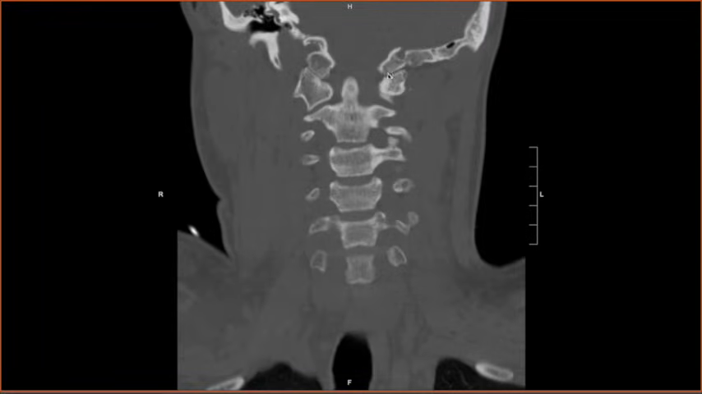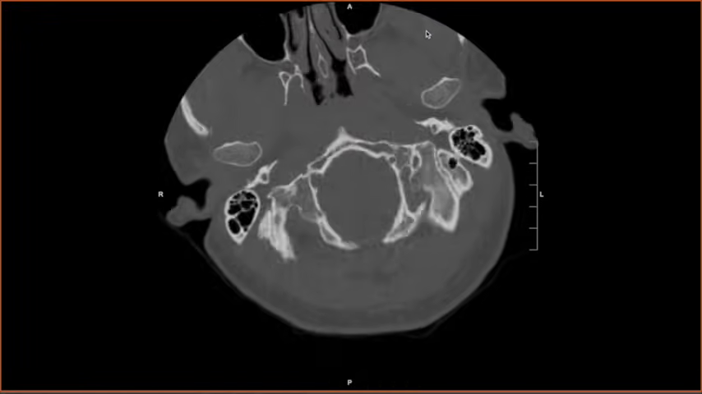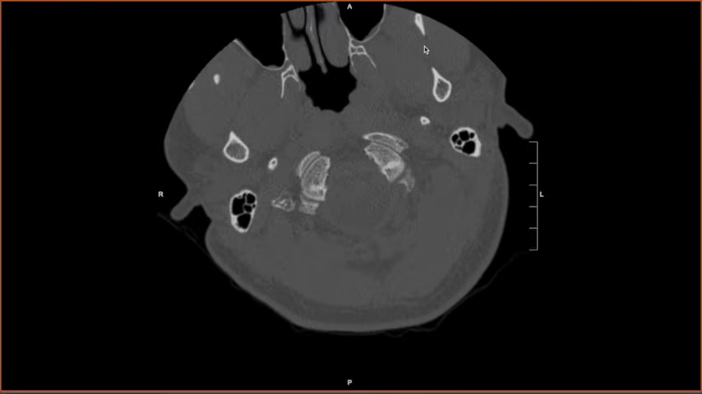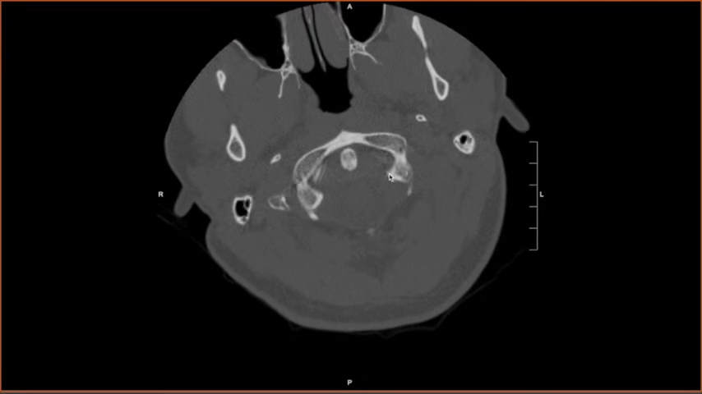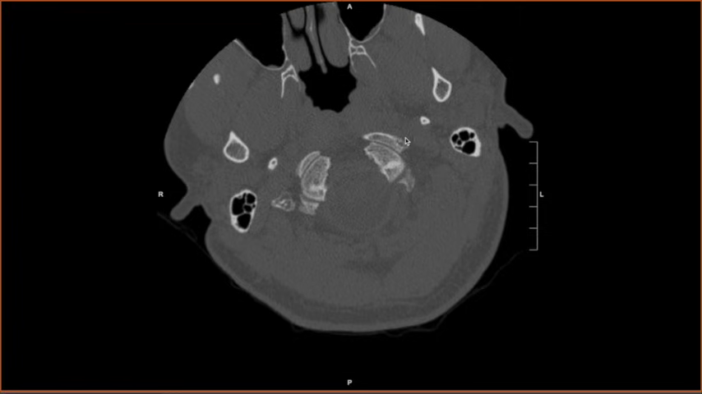Here is the joint on coronals. These are the occipital condyles. These are the lateral masses of C1. This here is the atlanto-occipital joints. And here are the joints on axials. These are the occipital condyles. And as I scroll down, these are the lateral masses of C1. This joint here, again, is the atlanto-occipital joint.